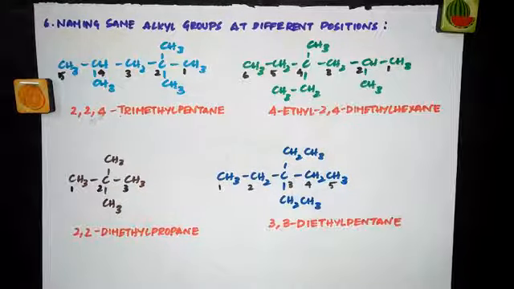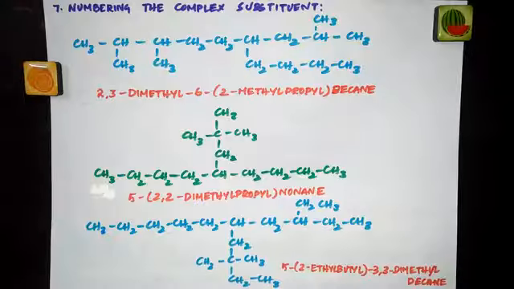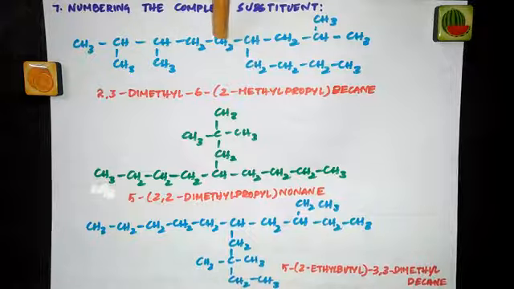Now let's see the next rule. The next rule is about numbering the complex substituent. So far we have seen substituents like methyl, ethyl, and they are very simple. So now we are going to see how to number and name the compound with complex substituent. Now look at this example. See, we have 1, 2, 3, 4, 5, 6, 7, 8, 9, 9 carbon atoms in this chain.